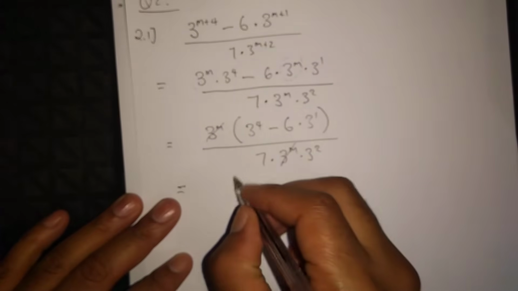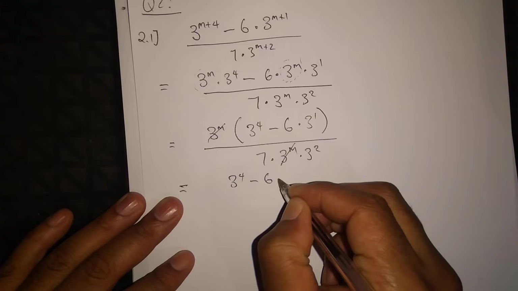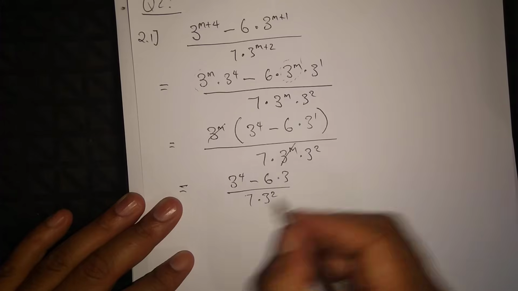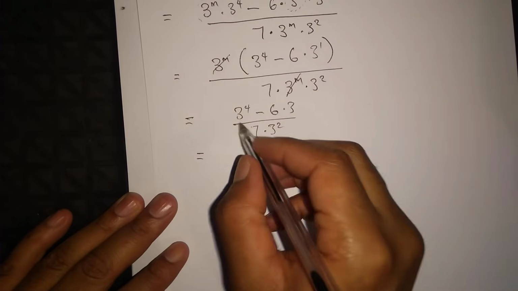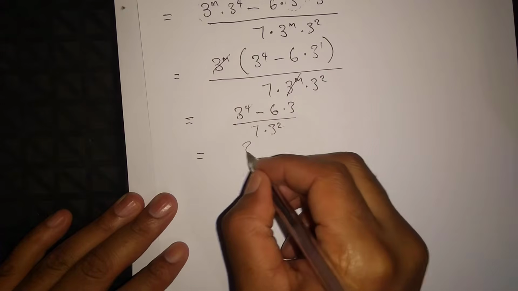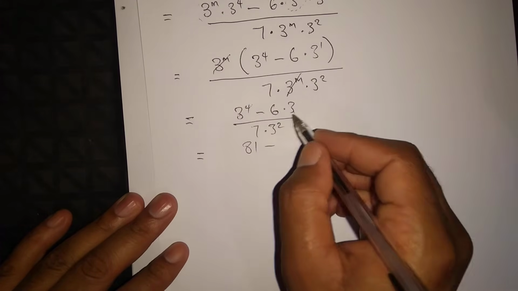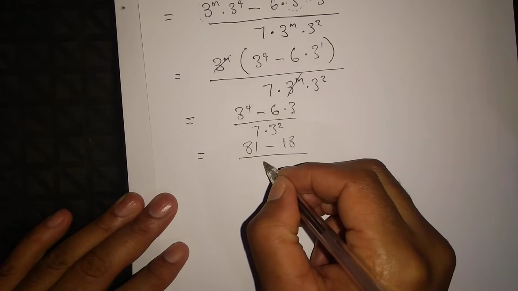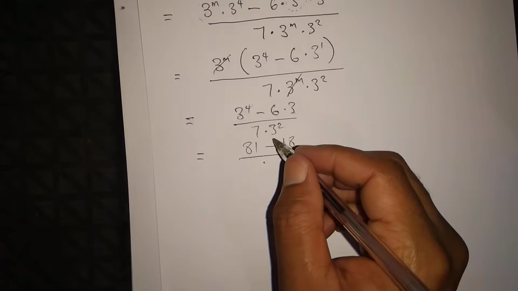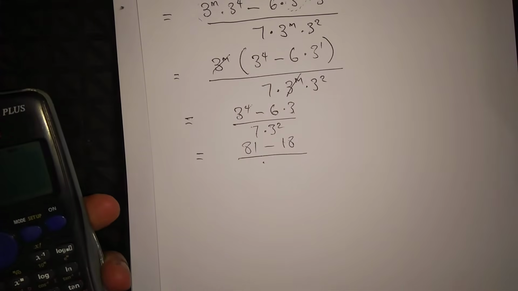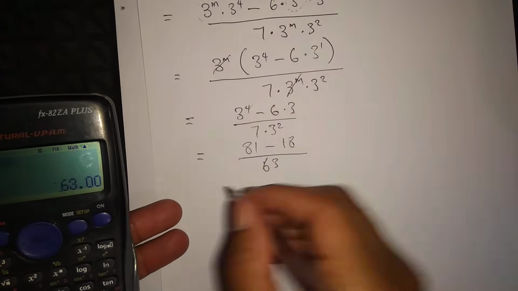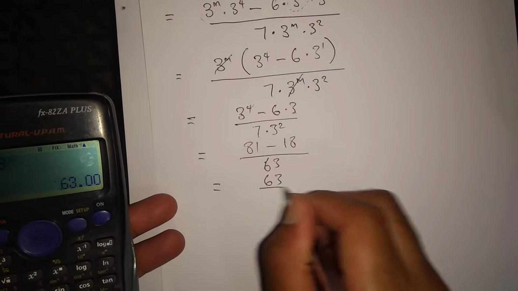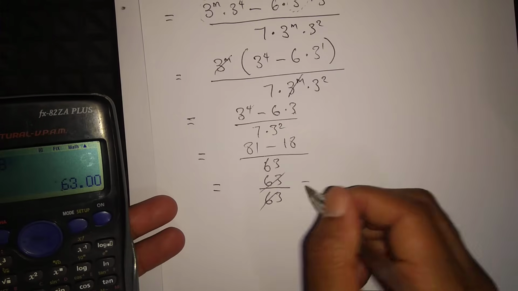After cancelling, we are left with 3 exponent 4 minus 6 times 3, over 7 times 3 squared. 3 exponent 4 is 81, minus 3 times 6 which is 18, and in the denominator 7 times 9 is 63. So 81 subtract 18 is 63, so it's 63 divided by 63.